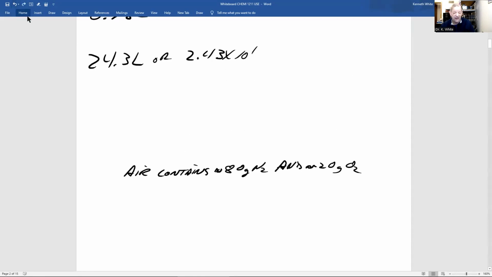And if we look at air, the stuff you're breathing right now, this little squiggly means approximately 80 grams of nitrogen and approximately 20 grams of oxygen. Whoops, I forgot you don't read cursive.